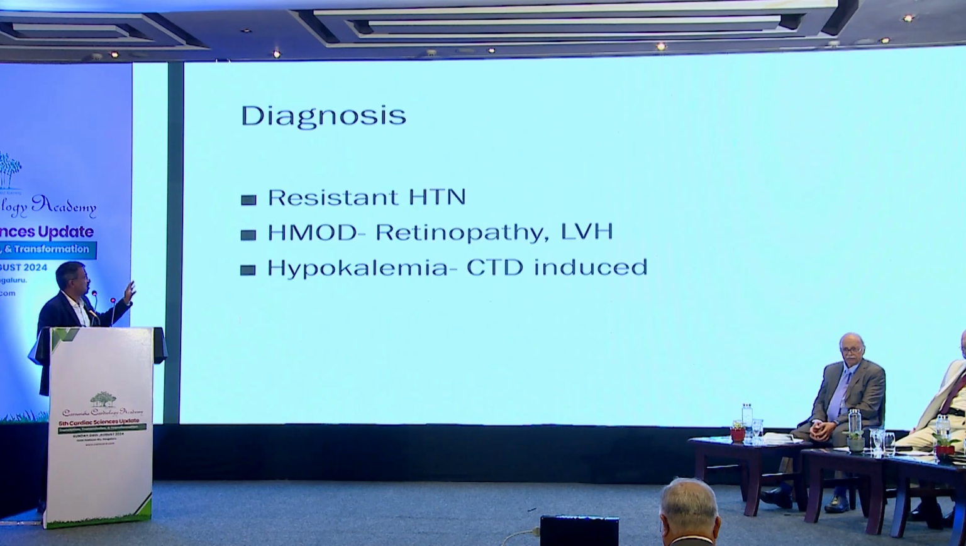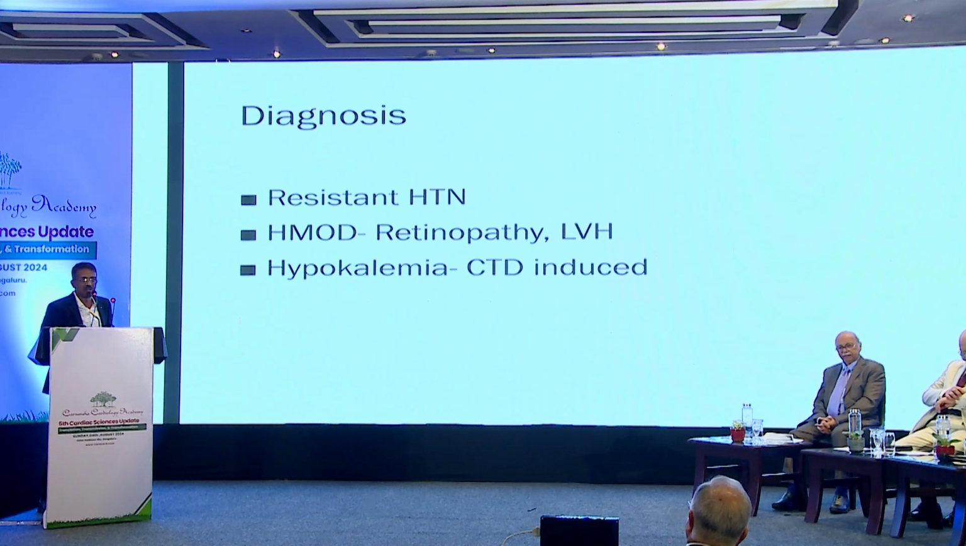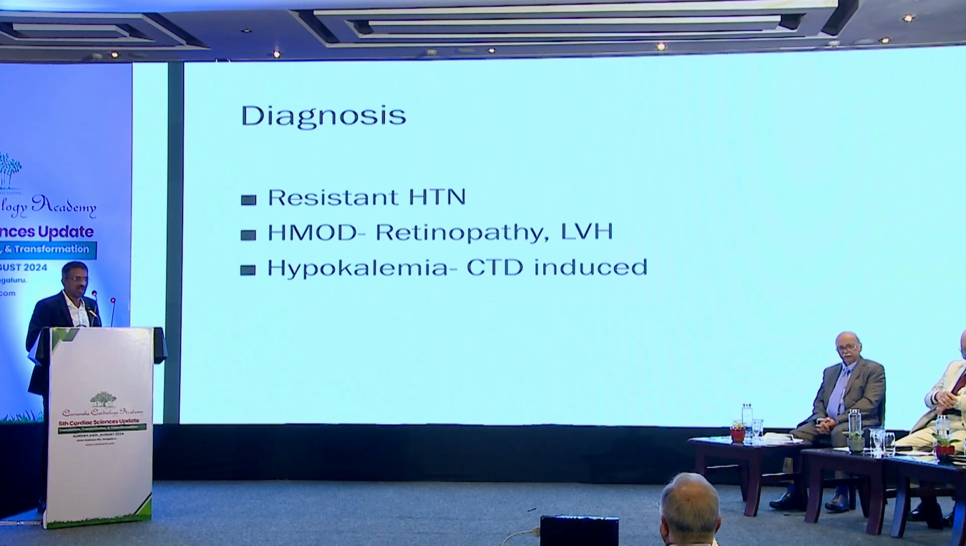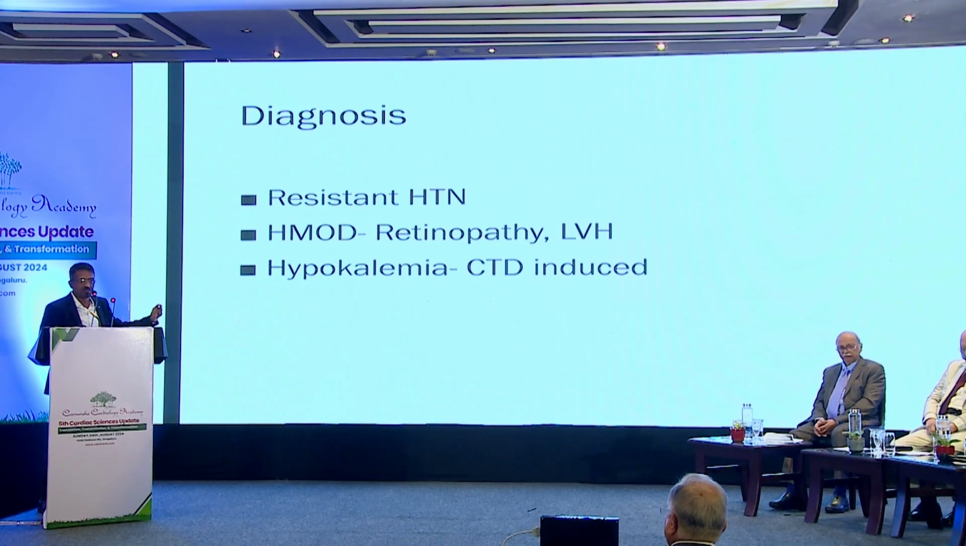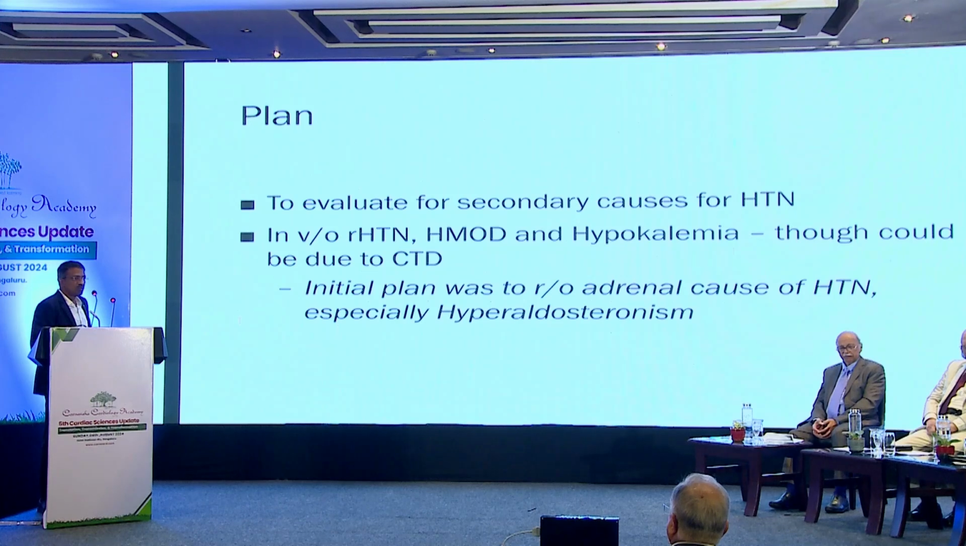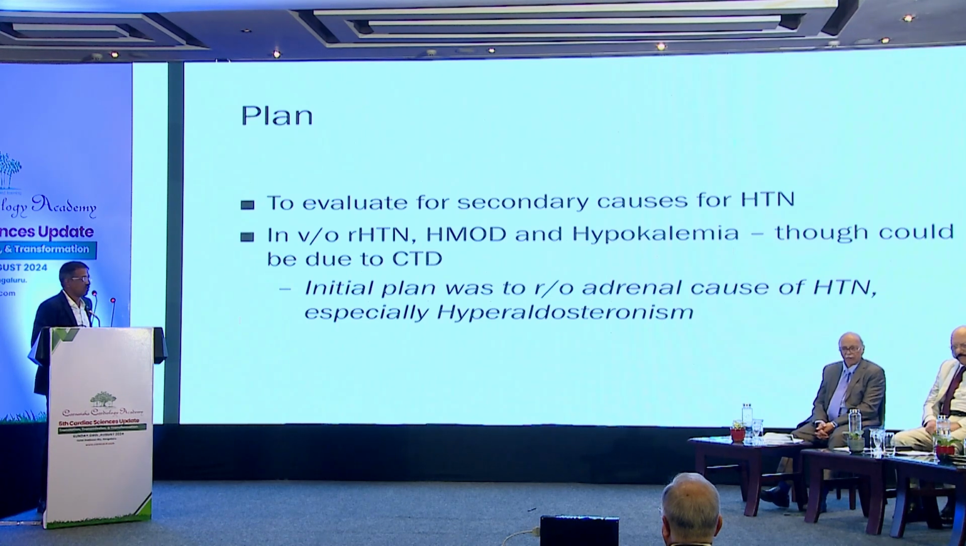So the diagnosis made was resistant hypertension with hypertension-mediated organ damage of retinopathy, left ventricular hypertrophy, and hypokalemia, which at this point could probably be due to chlorthalidone. So now, what is the plan? This patient is on 3 drugs at optimal doses, with true resistant hypertension and evidence of target organ damage: retinopathy, traces of albumin in the urine, and LVH on echocardiography.